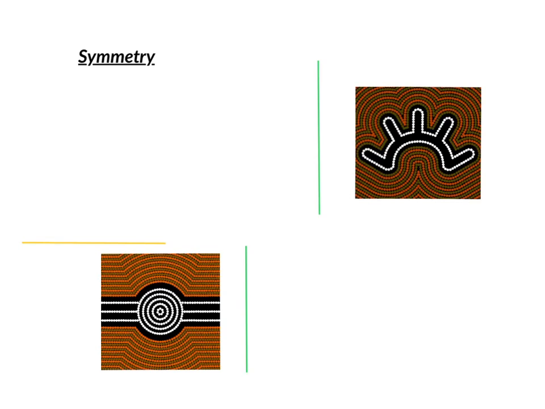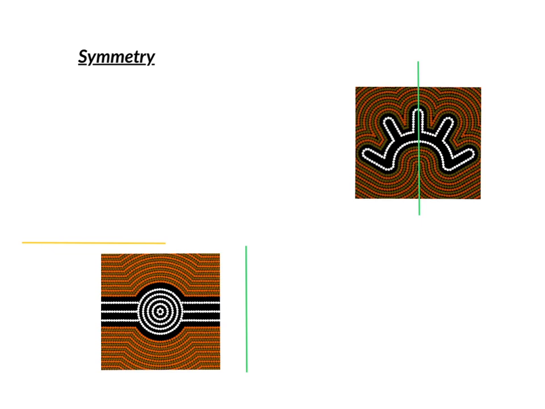Symmetry can be found everywhere, and if we look at this Aboriginal artwork, what we can see is that some artwork can have multiple lines of symmetry and some pieces of artwork can only have one line of symmetry. So let's have a look. If we look in the top right-hand corner, the piece of Aboriginal art has one vertical line of symmetry. So let's grab our green line and place it in the middle. We can see that the left and right sides of our piece of Aboriginal art are a mirror image of one another. So that is a vertical line of symmetry.